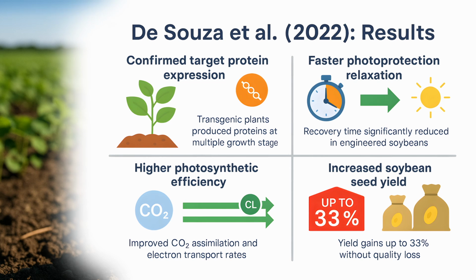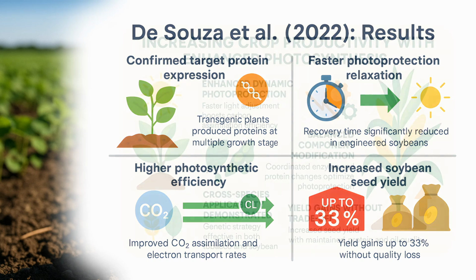In the 2020 field trials, 5 out of 8 engineered soybean lines produced a significantly higher seed yield, with increases averaging 24.5% compared to unmodified plants, and reaching as high as 33% in the best-performing line. Notably, these yield gains were achieved without altering the protein or oil content of the seeds. Thus, the study provided strong evidence that enhancing recovery from photoprotection can improve both photosynthetic efficiency and agricultural productivity in a key food crop.